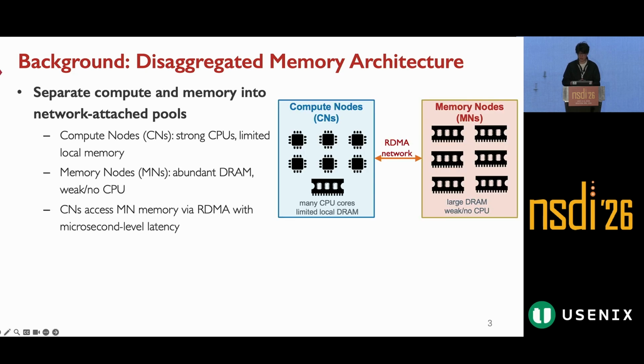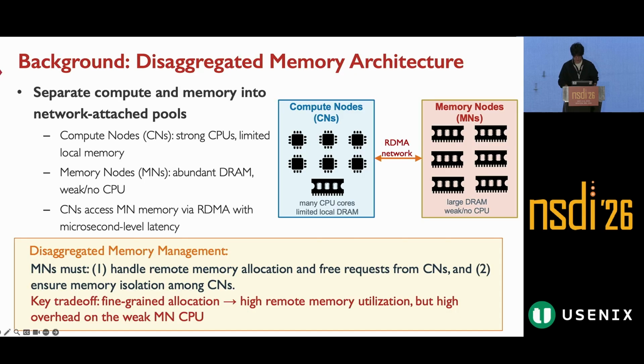The key idea of disaggregated memory is to separate compute and memory resources into two independent hardware pools connected over a network. In this work, we mainly focus on RDMA-based systems. In DM architecture, compute nodes typically have strong CPUs but limited local memory. Memory nodes have abundant DRAM but very weak or even no CPU power. Compute nodes can access remote memory through one-sided RDMA, which gives us microsecond-level latency.